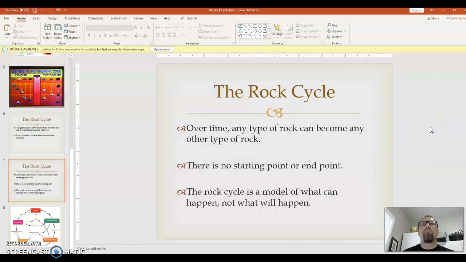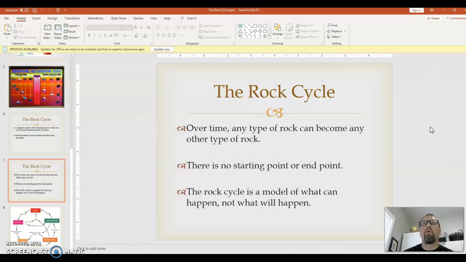All right. And so the key points of the rock cycle is that, again, any rock type can become any other rock type. Okay. So any rock can become any other type. Sedimentary can become metamorphic or igneous. Sedimentary can become another sedimentary rock, right? Metamorphic can become igneous or sedimentary, or metamorphic can become another type of metamorphic rock.